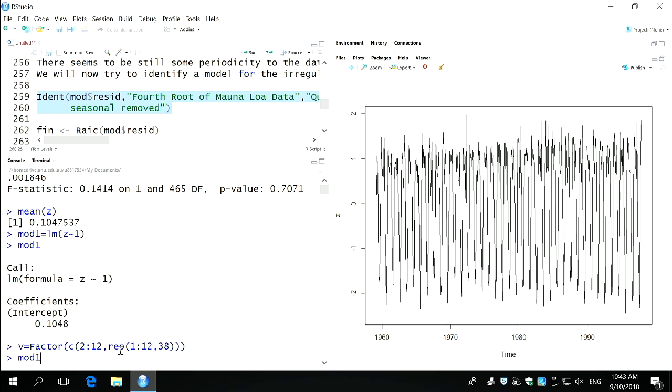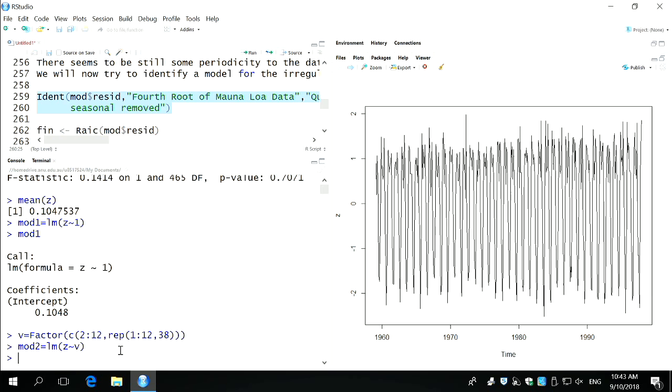How do I fit the factor? I go mod2, this is my trend seasonal model, Z tilde V. You don't need to put the 1 in anymore because the intercept's automatic. And it fit, so I got the length of that factor right. If I got the length of the factor wrong, you'd get an error, which would say, actually I don't know what it would say.